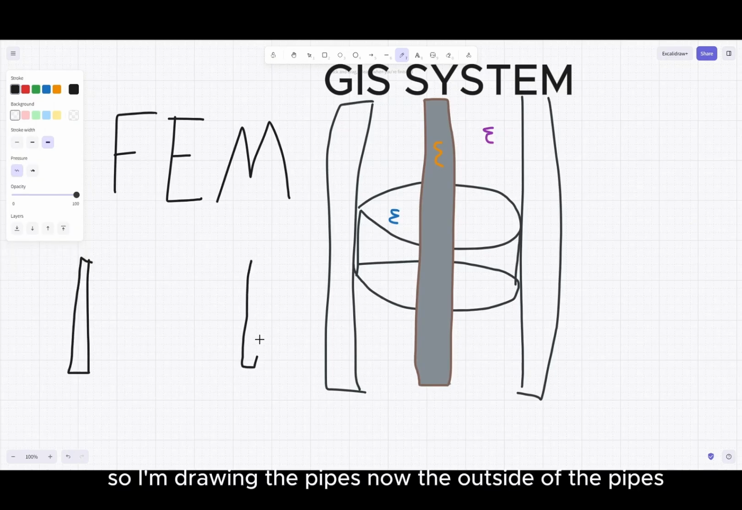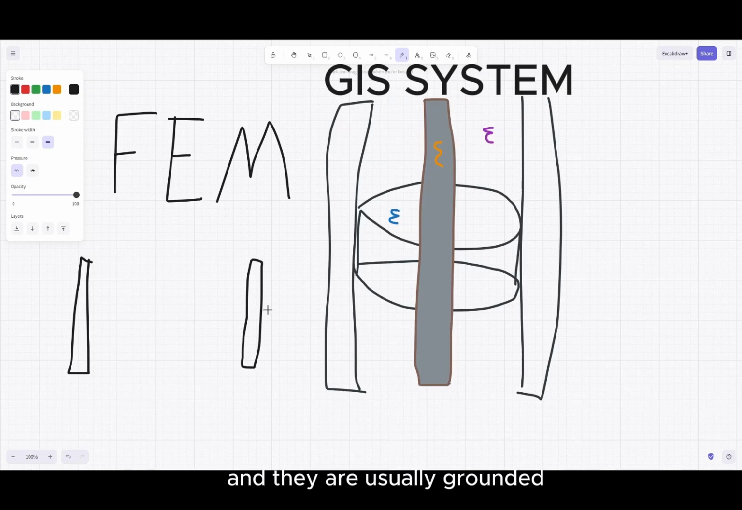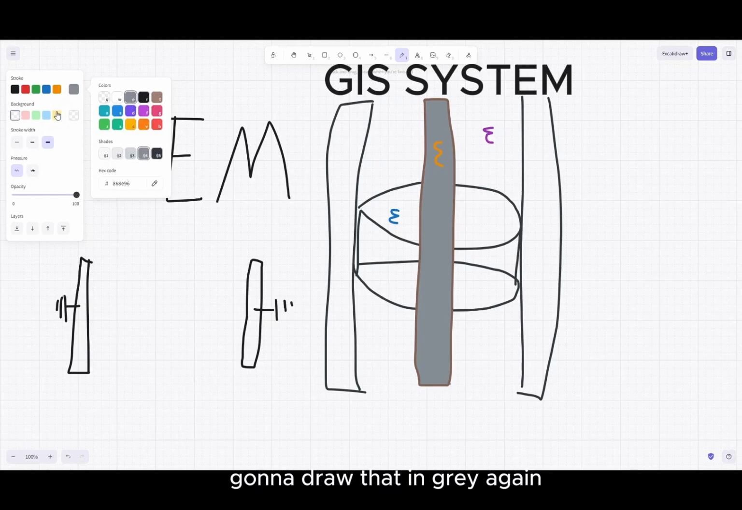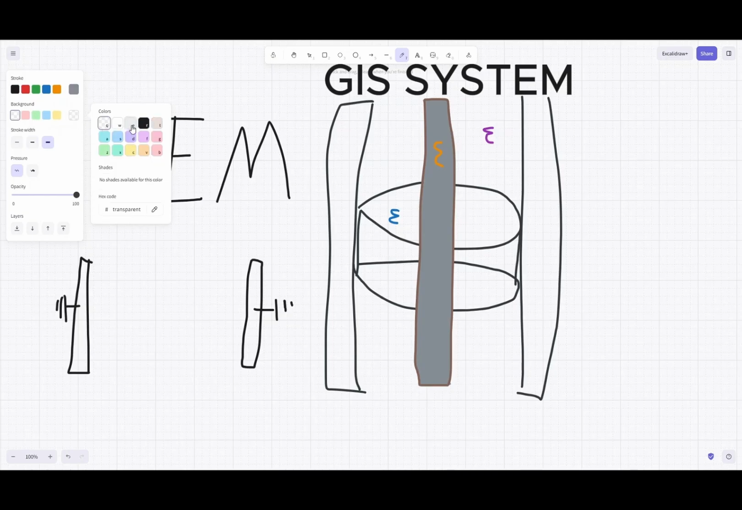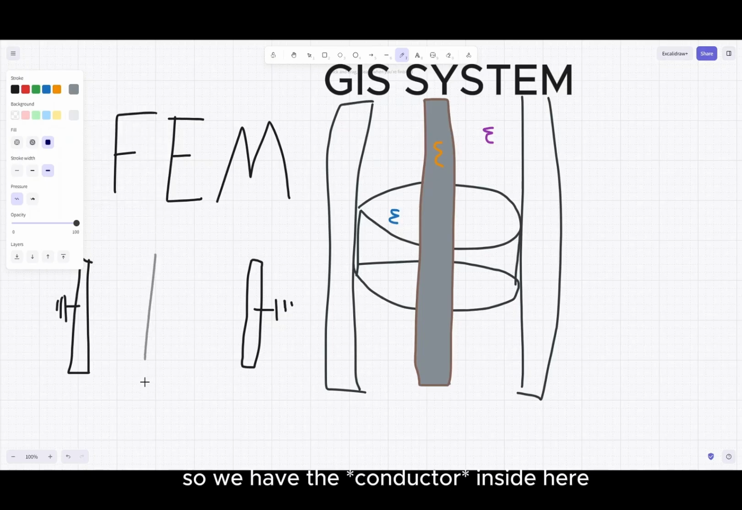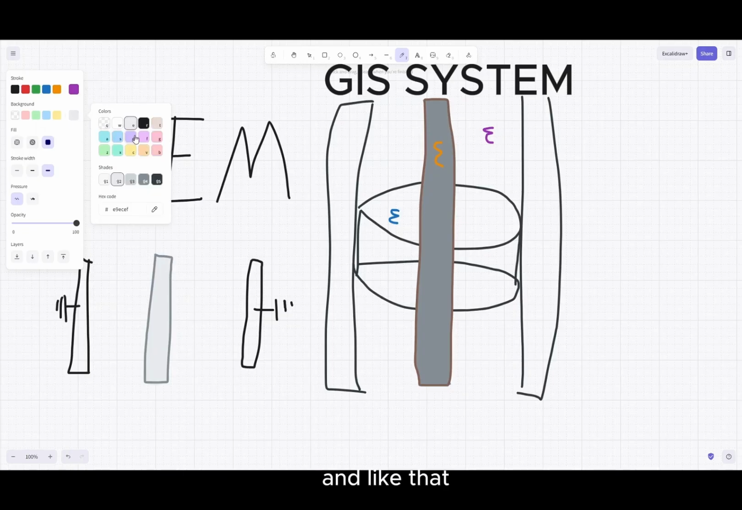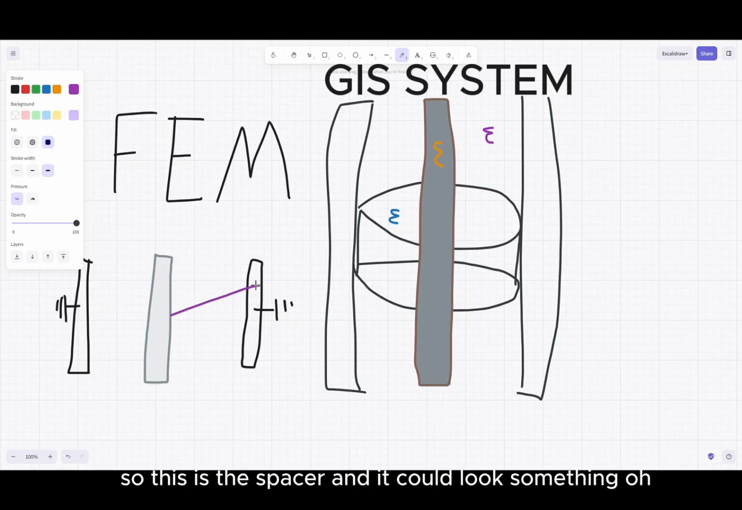So I'm drawing the pipes now, the outside of the pipes, and they are usually grounded. So I'm drawing a grounding symbol here on both sides. And inside we have the pipe. I'm going to draw that in gray again. So we have the pipe inside here. And then we have the spacer. The spacer is what keeps the pipe in place, you could say. Let me draw that with a different color. So this is the spacer, and it could look something like this.